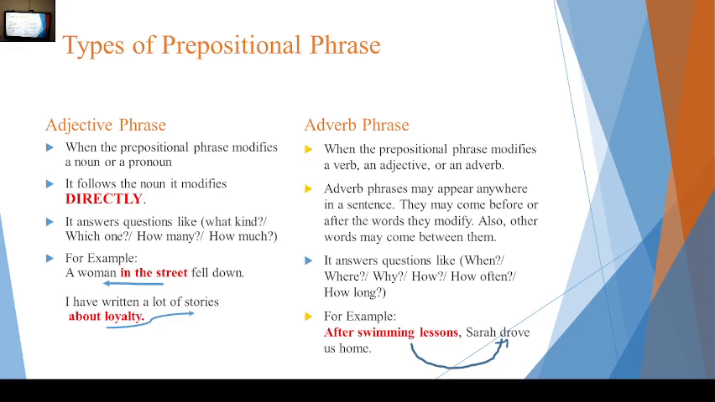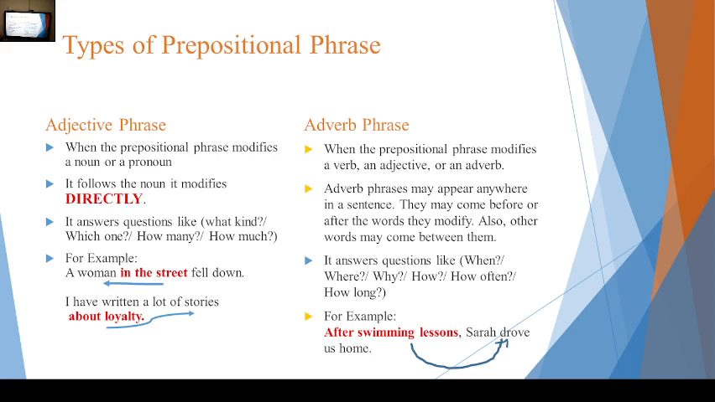As I said before, a prepositional phrase may function as an adjective phrase or as an adverb phrase according to its position in the sentence. So let's see. It's an adjective phrase when the prepositional phrase modifies a noun or a pronoun. So when it modifies a noun or a pronoun, we call it an adjective phrase. Okay? And it's easy because it follows the noun it modifies directly. So once you find the prepositional phrase, it follows the noun or the pronoun it modifies directly. So this is an easy feature for an adjective phrase, okay?